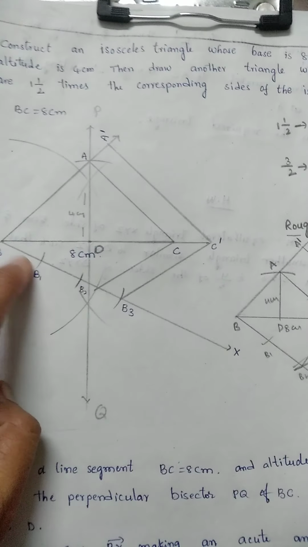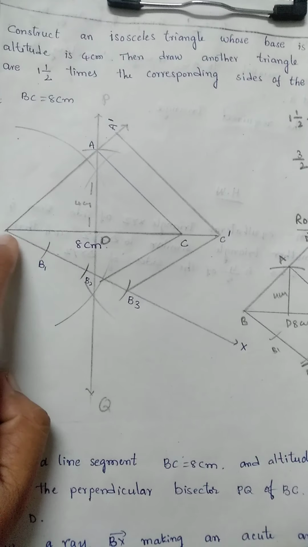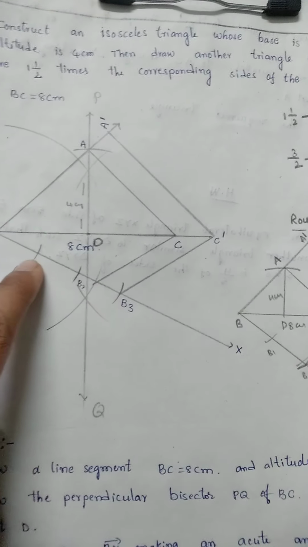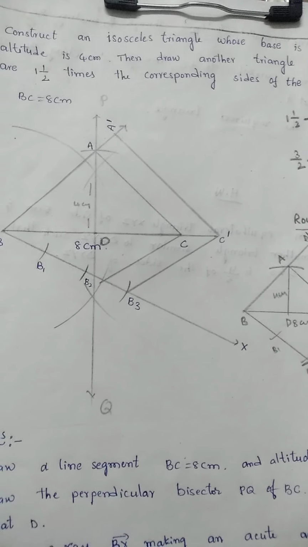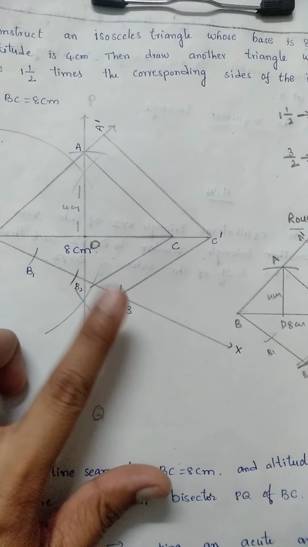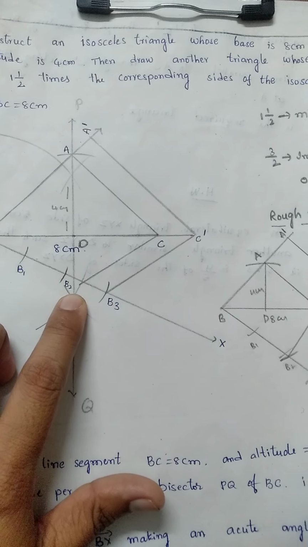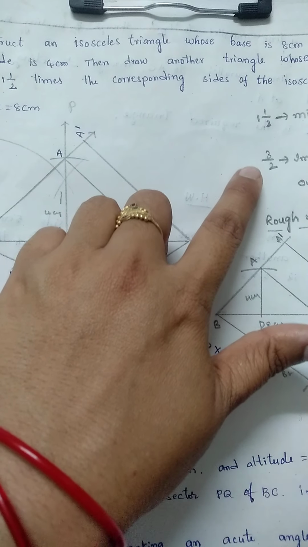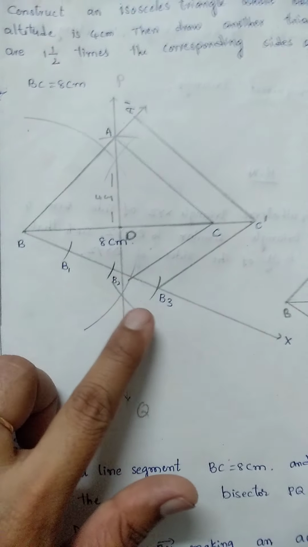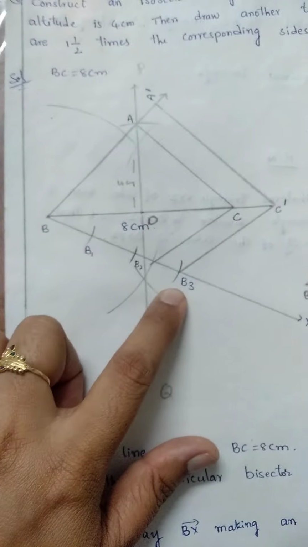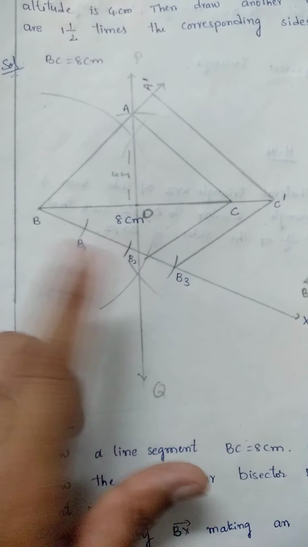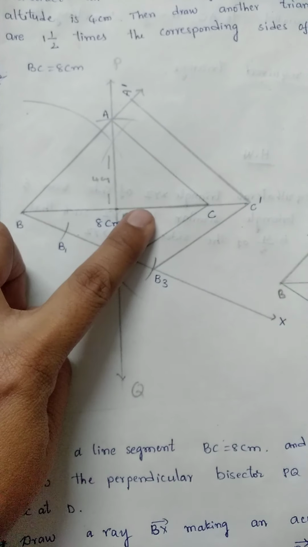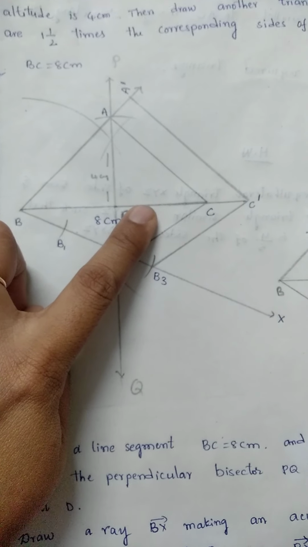Here also the measurement is taken with the help of the compass. The radius is 2 centimeters. The distance between every point is 2 centimeters, 2 centimeters, 2 centimeters. Okay, how many parts are divided in the problem? 3 parts. Because here 3 by 2 is there, 3 is the greater number, so I divided it into 3 parts.